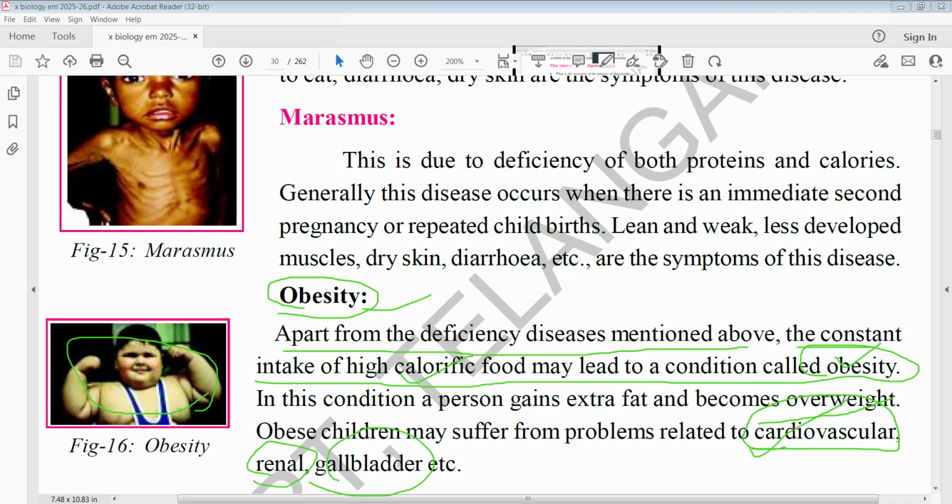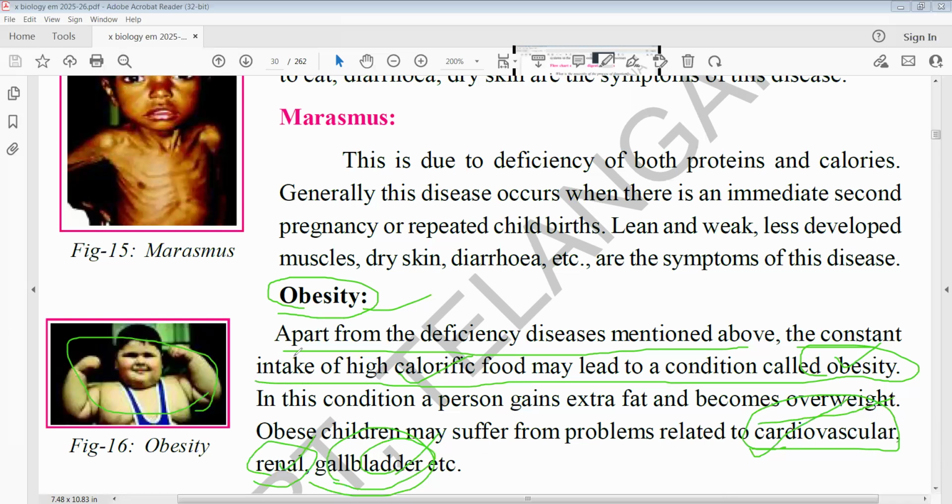Cardiovascular disease means heart related. Renal means kidney related. Gallbladder means liver related. So chubbiness or obesity leads to several other disease symptoms also.